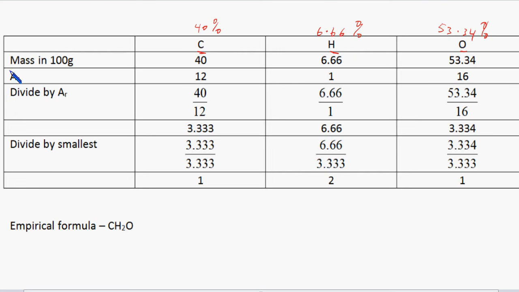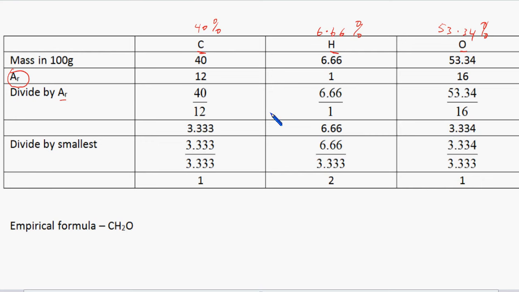And the next thing we do, we write down the relative atomic mass. Carbon, relative atomic mass is 12, hydrogen is 1, and oxygen is 16. Your next step is to divide by the relative atomic mass. So it'll be 40 divided by 12, and that gives us 3.333. We take 6.66 and divide by 1, which will give us 6.66. And we take 53.34 and divide by 16, and that gives us 3.334.